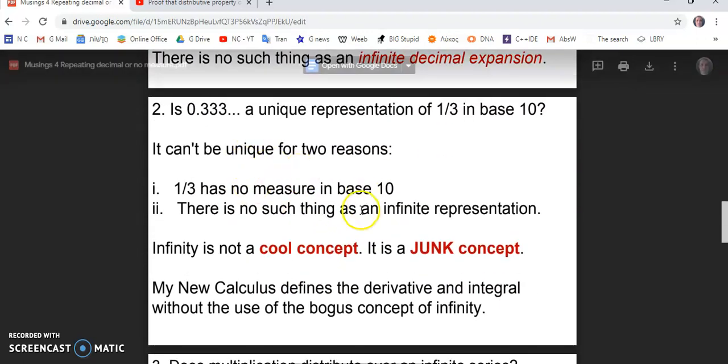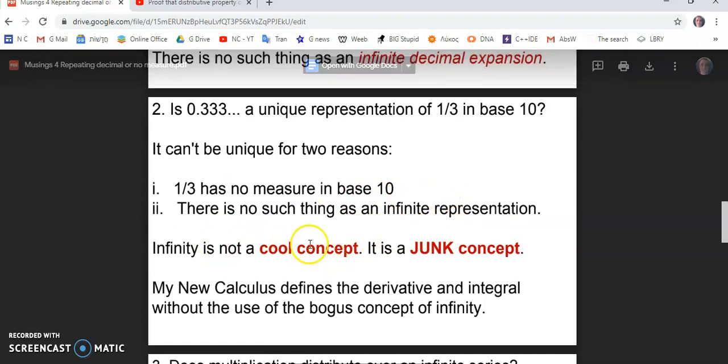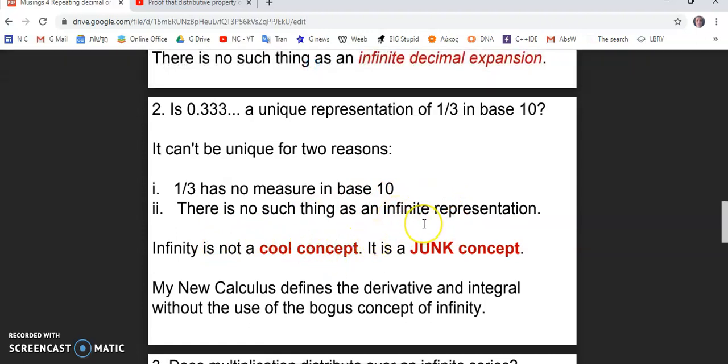So is it a unique representation? It can't be unique for two reasons. One, a third has no measure in base 10, and there is no such thing as an infinite representation or an infinite decimal expansion. If there were, then you'd be telling me that you succeeded in measuring the incommensurable magnitude pi. That's doing the impossible. Not even God can do that. Do you get it? Think about that. Stop and think about that. You can't measure those magnitudes. That's why the Greeks called them incommensurable magnitudes, okay?